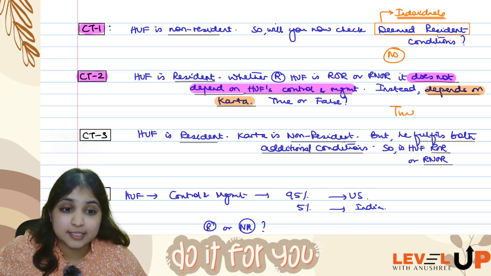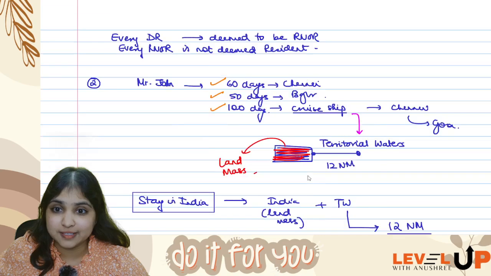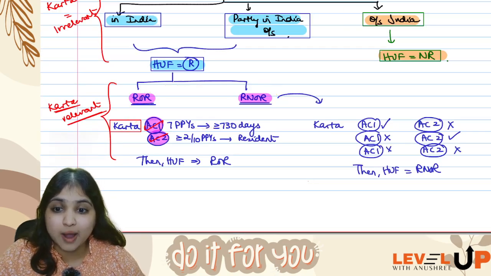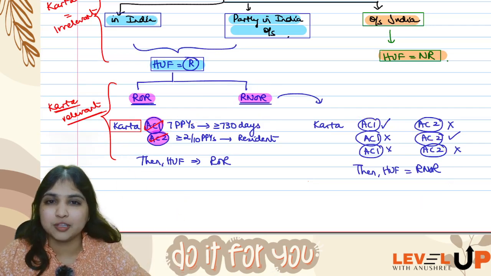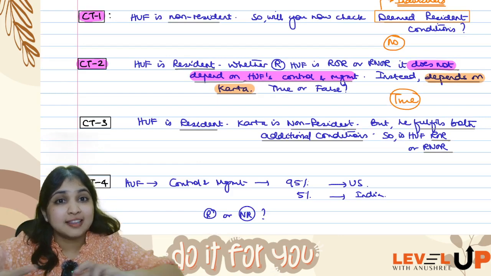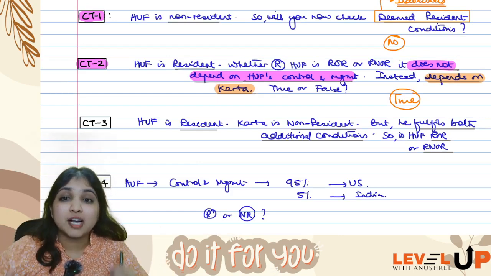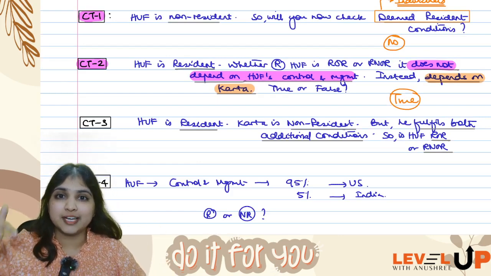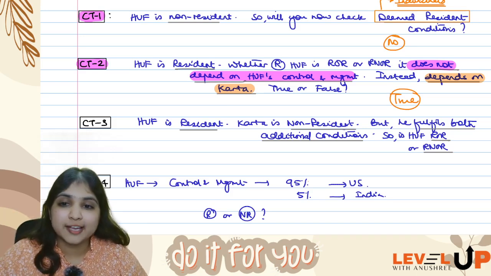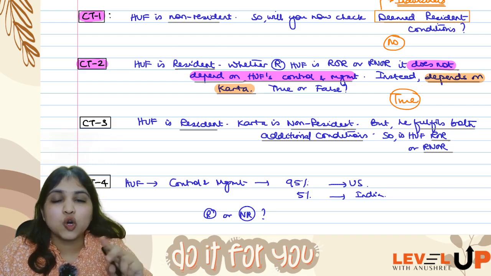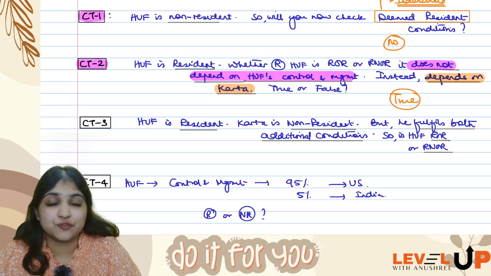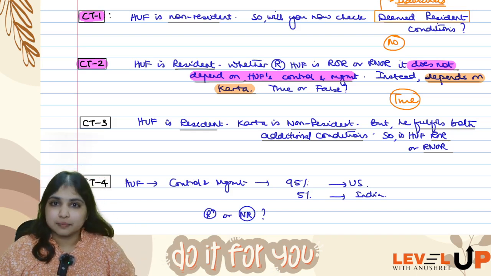Certainly true, guys. See, if the HUF is resident, now whether the resident HUF is ROR or RNOR, this fully depends upon the karta, guys. If the karta fulfills both the additional conditions, then the HUF becomes ROR. If the karta does not fulfill even one of the additional conditions, then the HUF becomes RNOR. Right, guys? So if the HUF is a resident, then whether it is ROR or RNOR will not depend upon where it is controlled and managed from. Instead, it will depend upon the karta.